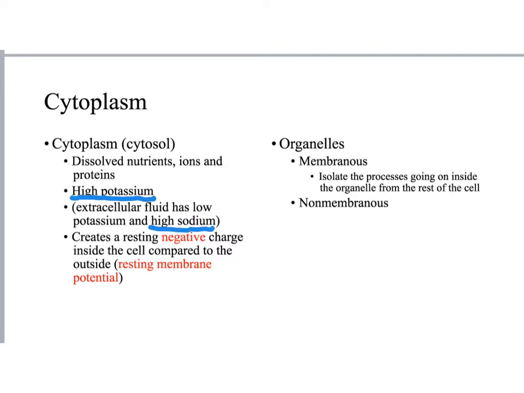So this difference in the concentration of potassium on the inside and sodium on the outside creates a relative negative charge inside the cell. So inside the cytoplasm relative to outside the cell is a little bit negative. We're going to see in physiology it's about negative 40 to negative 70 millivolts, depending on what cell we're looking at. And we call this negative charge inside the cell the resting membrane potential. You can see there in red.